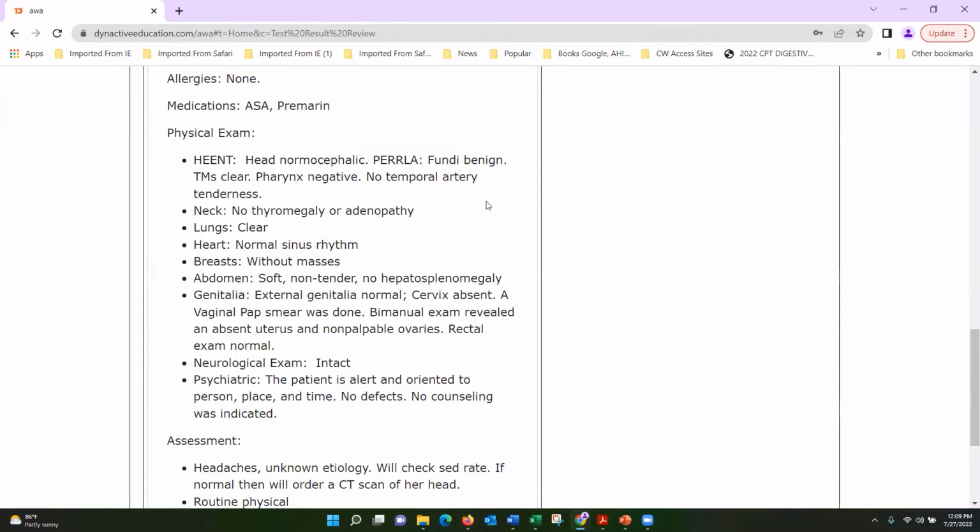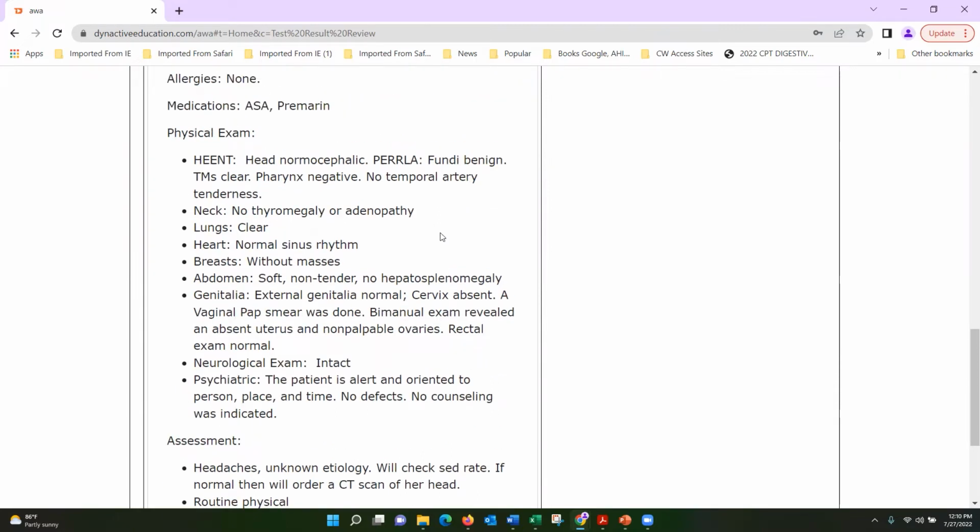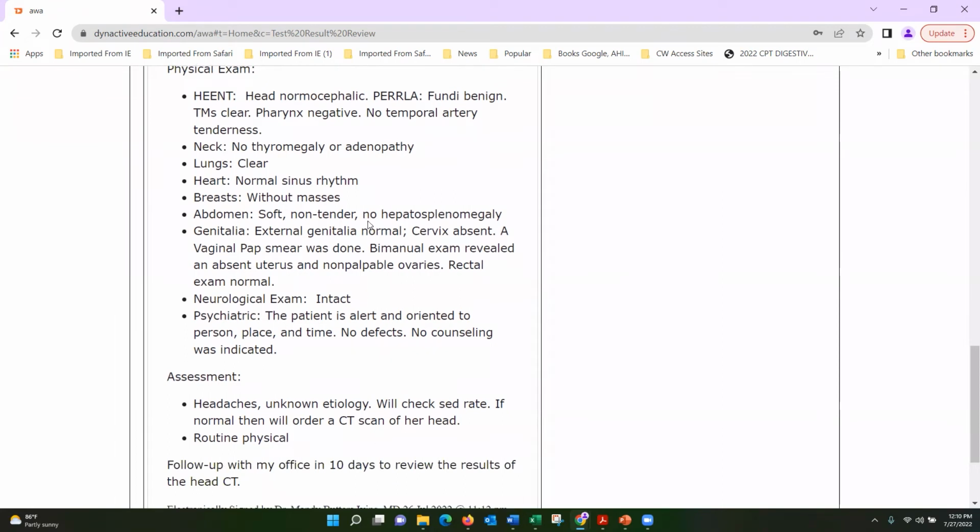Her eyes, tympanic membranes, everything's fine there. Her neck, there's no thyromegaly or adenopathy. The lungs are clear. Her heart has normal sinus rhythm. Her breasts are without masses. Her abdomen is soft, non-tender. There's no enlargement there. He did a genitalia. This is a female. So this would not be done on a male.